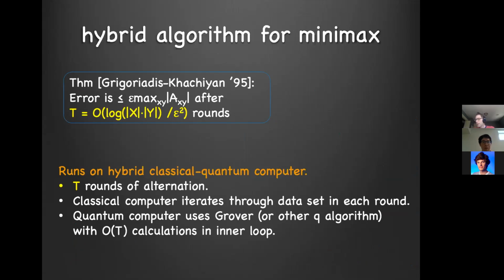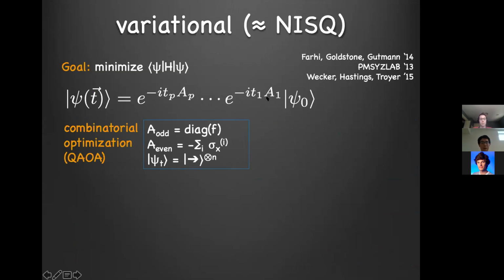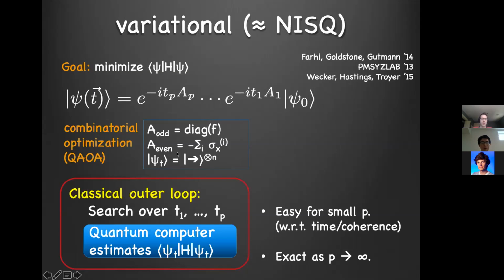Okay, so these are a few strategies for using quantum and classical computers together. I want to briefly mention the main thing: when people say hybrid algorithms, they usually mean this kind of variational optimization algorithm, where you have these variational parameters, T1 through TP. For example, QAOA is one example of this. Variational quantum eigensolver is another one. And you have a classical outer loop where you search over these parameters, and your quantum inner loop where you evaluate the cost function, or maybe you evaluate the gradient.